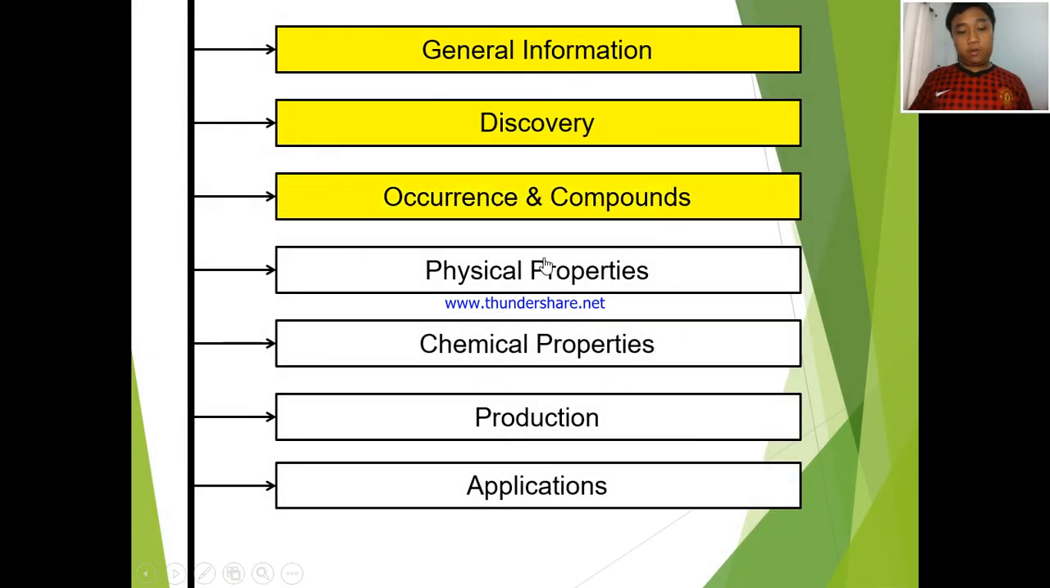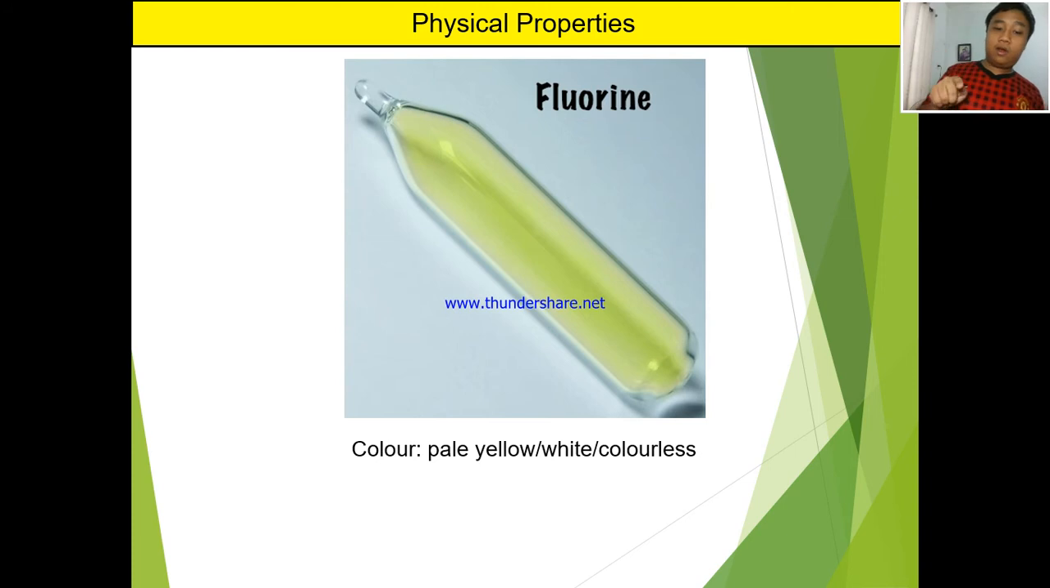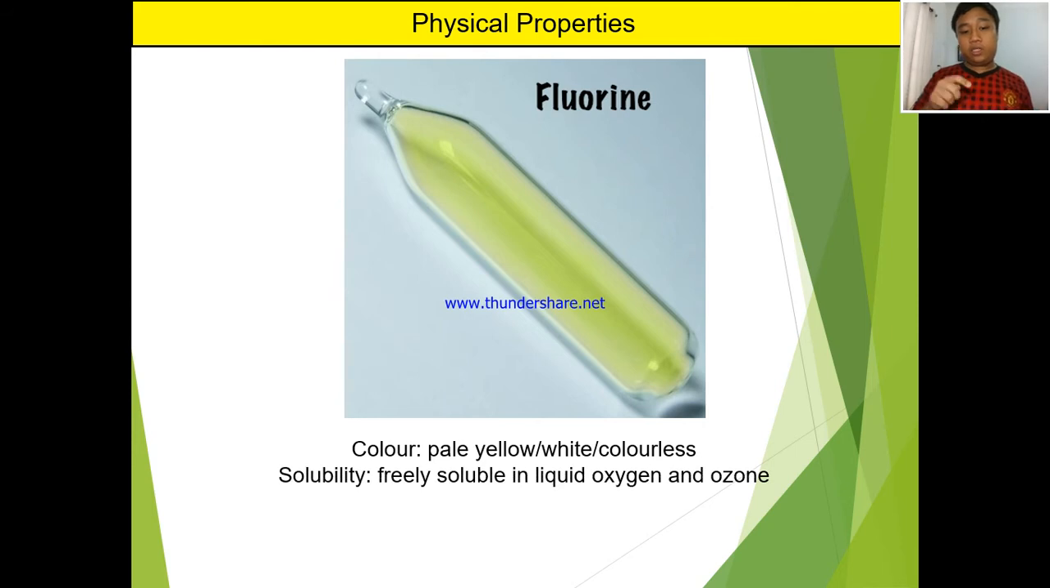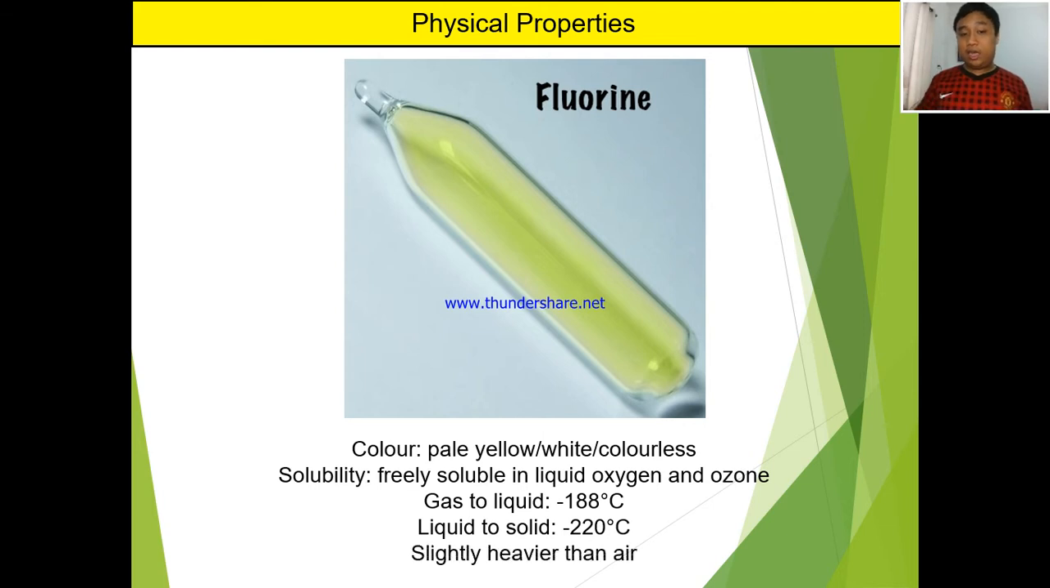So now moving on to its physical properties. As we can see here, fluorine is pale yellow, or sometimes it is white or colorless. It is also freely soluble in liquid oxygen and ozone. It changes its phase from gas to liquid at about minus 188 degrees Celsius, and from liquid to solid at about minus 220 degrees Celsius. And also it is slightly heavier than air.